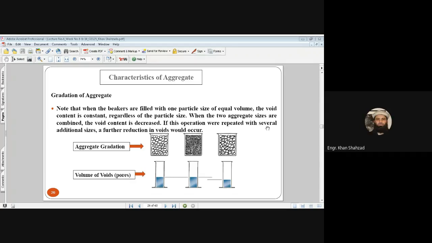If this operation were repeated with several additional sizes, a further reduction in voids would occur. What is meant by this one?